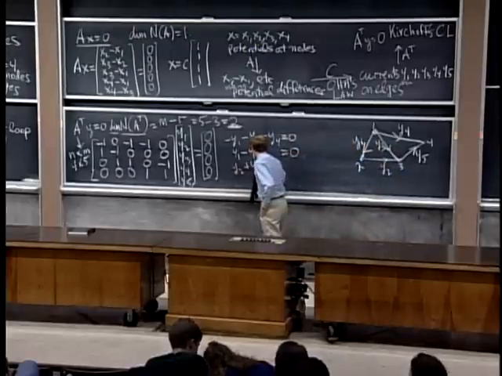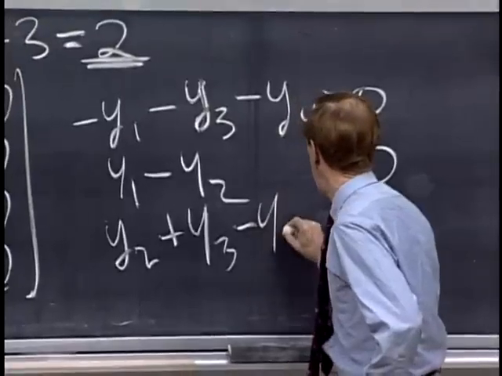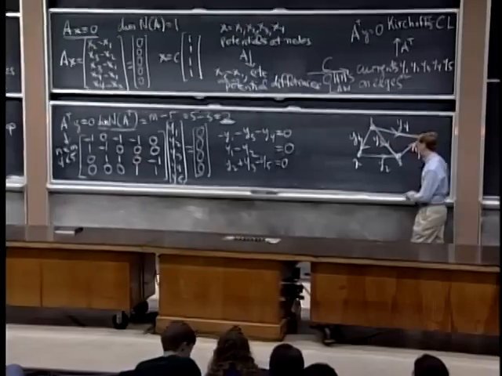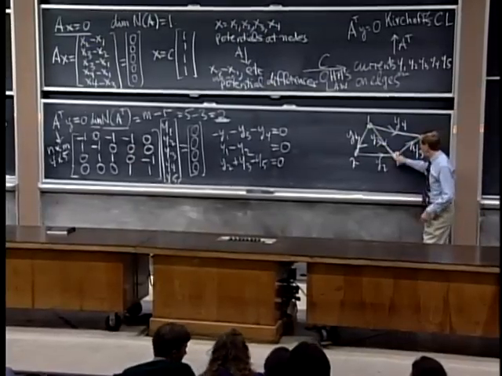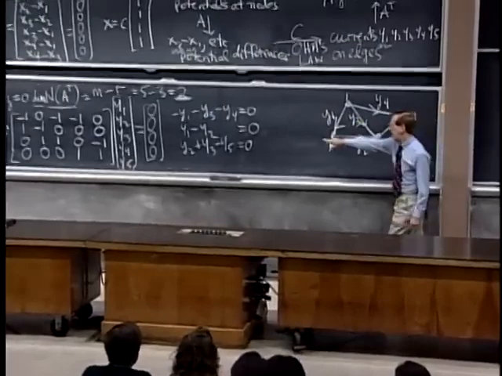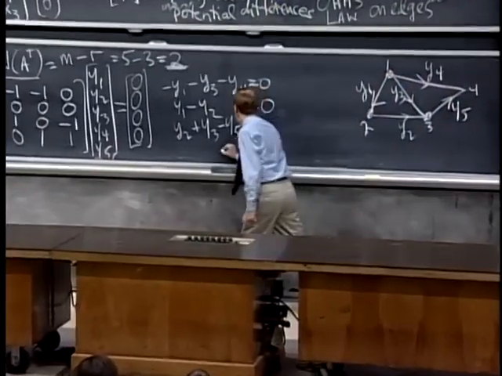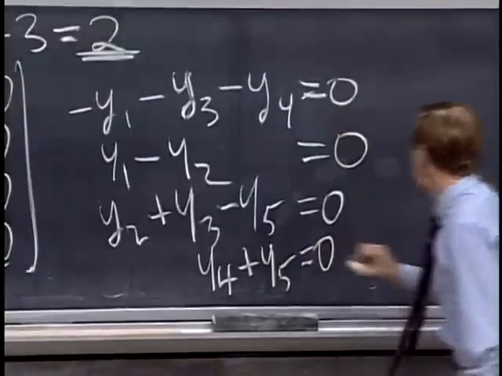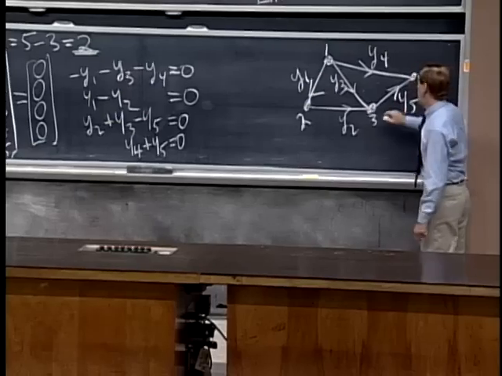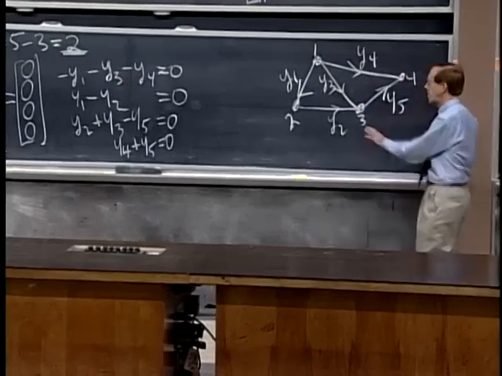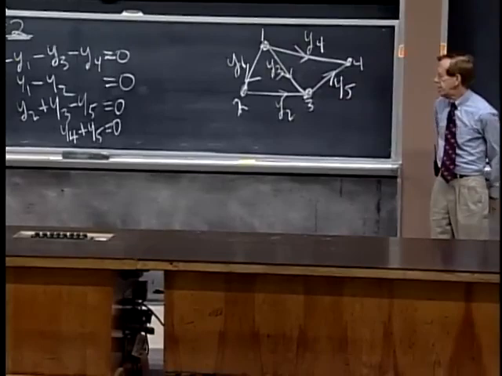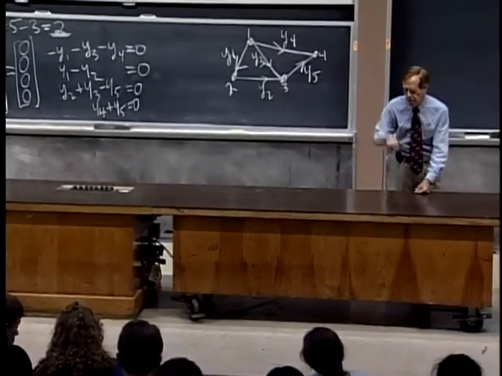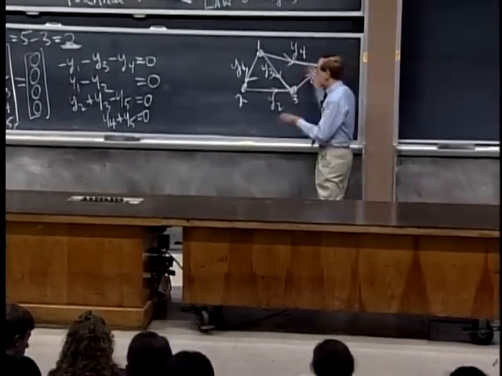Y2 plus Y3 minus Y5 equals 0. That certainly would be what's up at the third node. Y2 coming in, Y3 coming in, Y5 going out, has to balance. And finally, Y4 plus Y5 equals 0 says that at this node the total flow is 0. Charge doesn't accumulate at the nodes, it travels around.